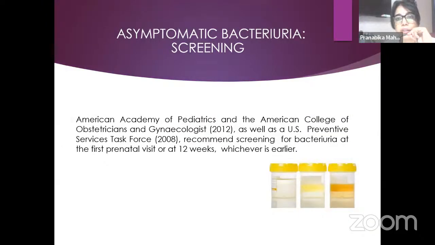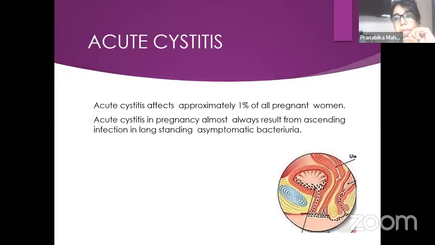About ACOG, the American College of Obstetricians and Gynecologists, they have given a recommendation that screening for bacteriuria at the first prenatal visit or at 12 weeks, whichever is earlier, is mandatory, because in pregnancy, as I have already told, there are very few symptoms. We cannot make out whether the frequency of urination is because of pregnancy or because of urinary tract infection. This cannot actually be determined. So screening is recommended by ACOG, and we should go for it in the first antenatal visit.